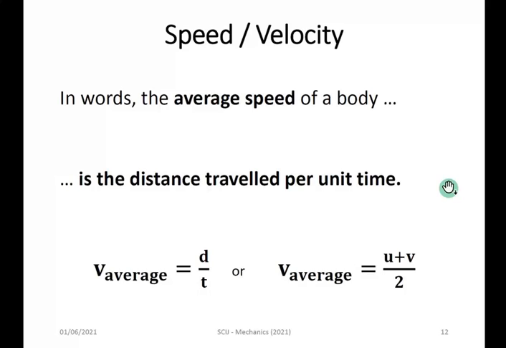Now, in words, the average speed of a body is the distance traveled per unit time. We are saying the average speed or the average velocity because if a particle is traveling, it may change its speed several times. Take a bus traveling from Akrokeri campus to Obuasi. Now the road is asphalted, but some time ago it was dusty.